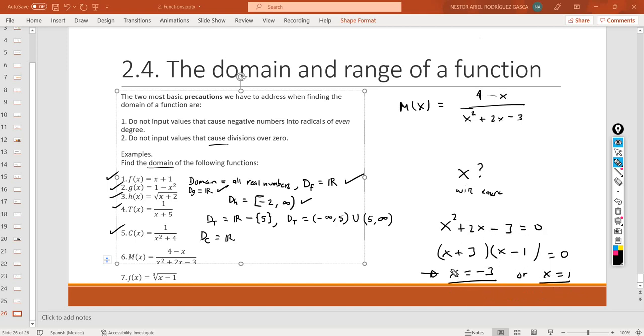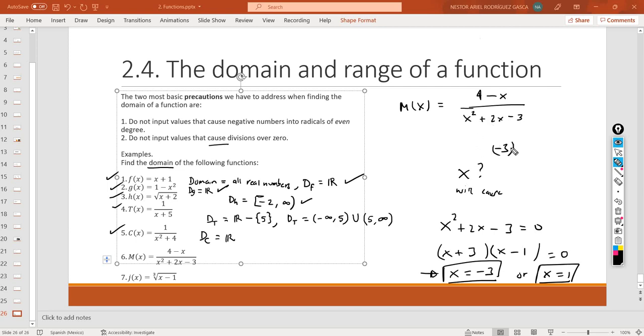If x equals minus 3 or x equals 1, then this expression will be 0. And therefore, these are the two numbers that we have to reject. Because when you input any of these two numbers in here, you will get a 0. Don't believe me? Let's do it.